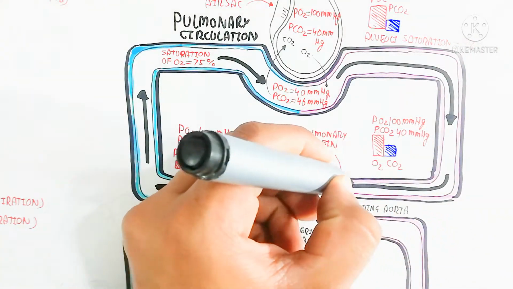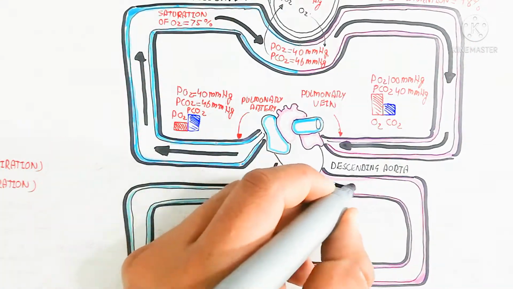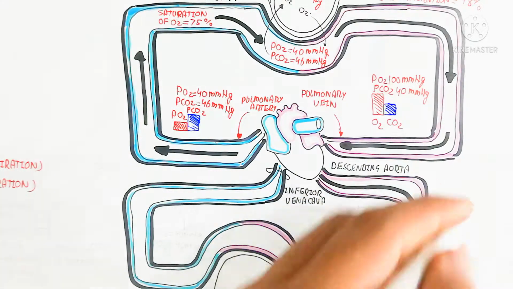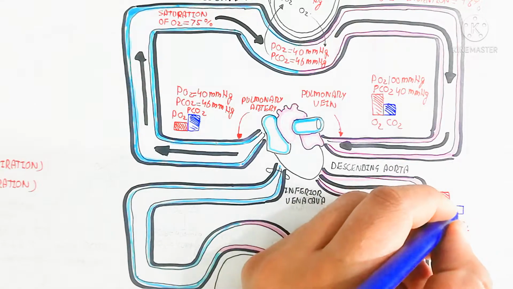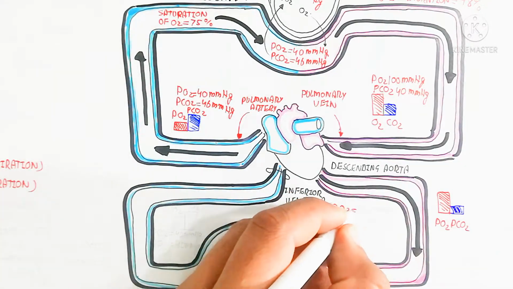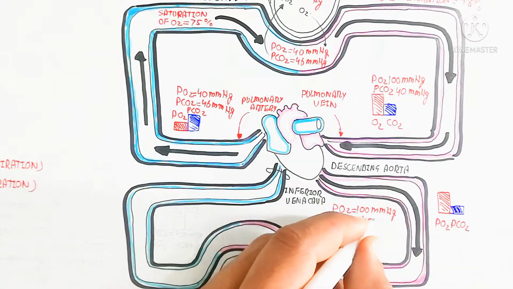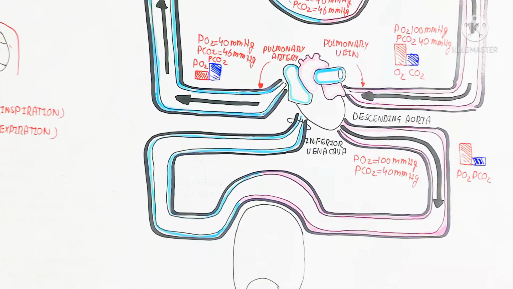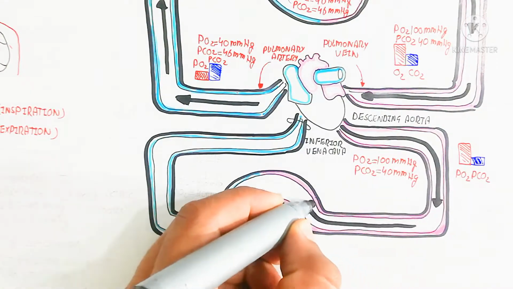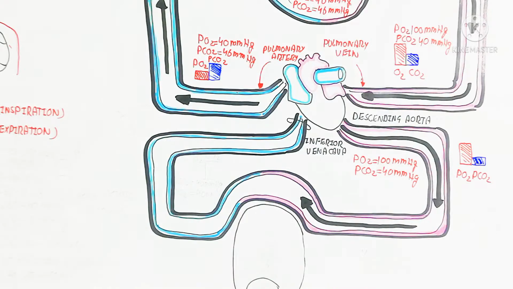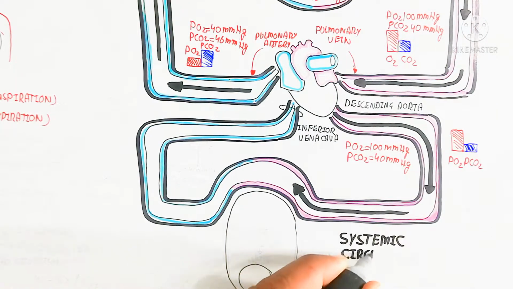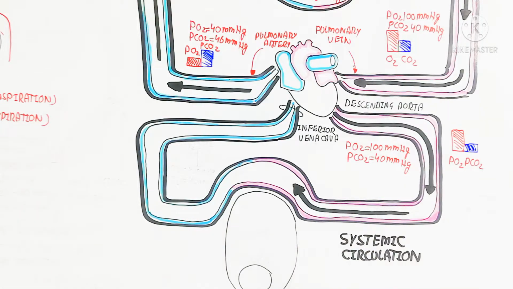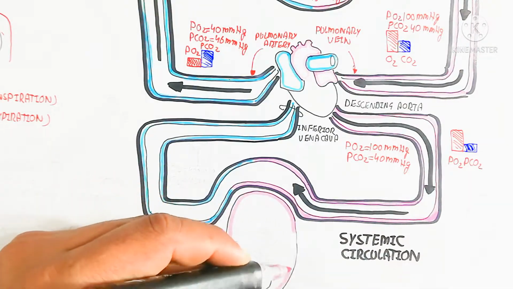After this increase, the blood moves into the pulmonary vein toward the left atrium and then the left ventricle. After the left ventricle, it goes to the aorta, the aortic arch and descending aorta, which carry the blood into the systemic peripheral tissue. So the oxygen level is 100 millimeters of mercury, and the carbon dioxide is 40 millimeters of mercury.